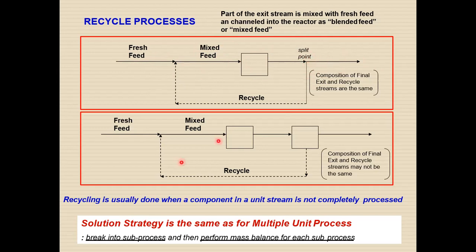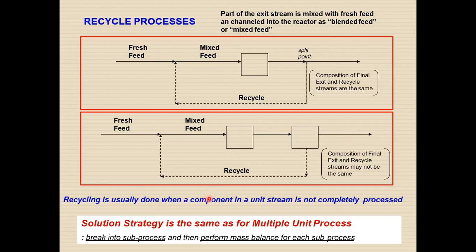But in this case below, the fresh feed is coming and the second stream is combining with the fresh feed and it joins to the mixed feed and becomes the combined feed. After that there is a separator. It is not a splitter, so the composition after this separator will not be the same. The composition here and the composition in the second stream will be different, because a splitter splits the same stream into two streams with the same composition, but a separator separates one input stream into two output streams with different compositions.